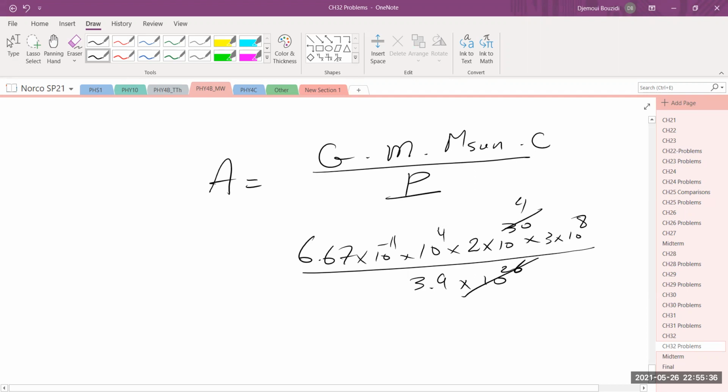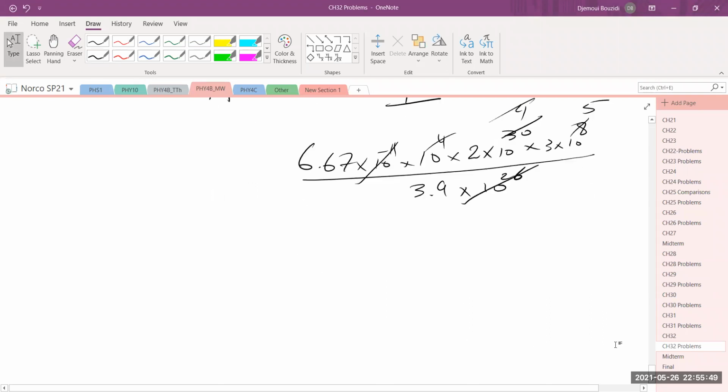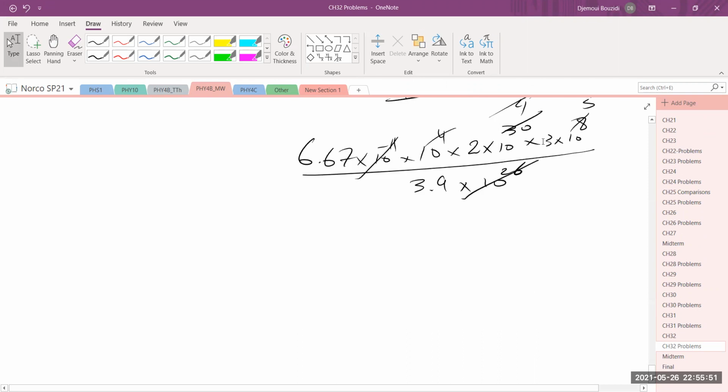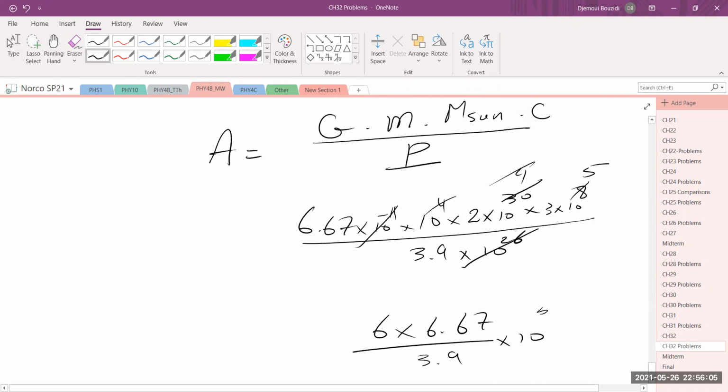So 4 and 4, that's 8, and 8, 16, and negative 11, that is power 5. So this is 10 to the power 5. All the powers are gone. All I'm left with is to do the algebra here. I have 2 times 6.67 divided by 4, times 3.9, times 10 to the power 5 square meters. Wow, that's a big number.